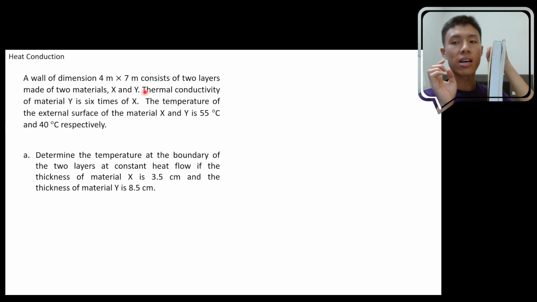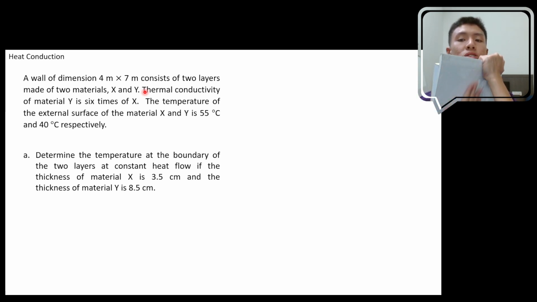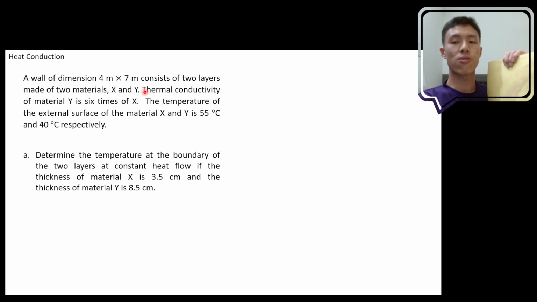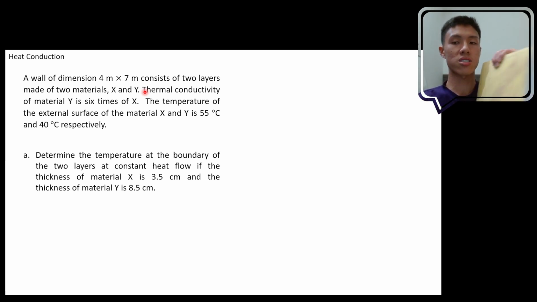So Y conducts heat 6 times much better compared to X. Okay, then they tell that the temperature of the external surface of X and Y is 55 degrees Celsius and 40 degrees Celsius respectively. So for X, the external temperature is 55 degrees Celsius. For material Y, the external temperature is 40 degrees Celsius. So you don't know the temperature at the joint, but you know the external temperature of these two materials.